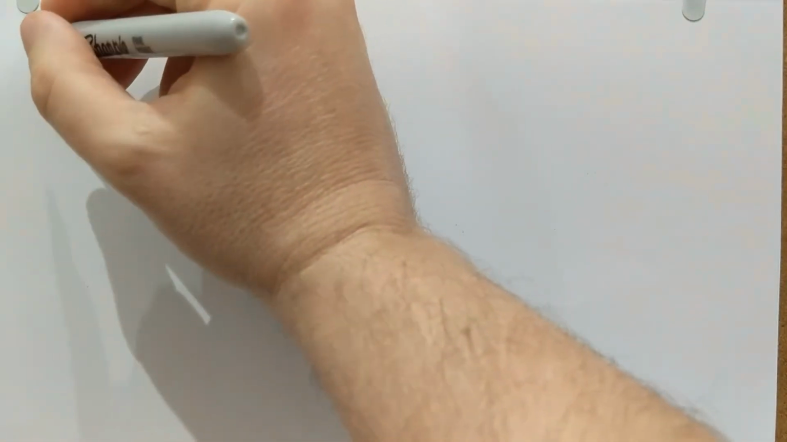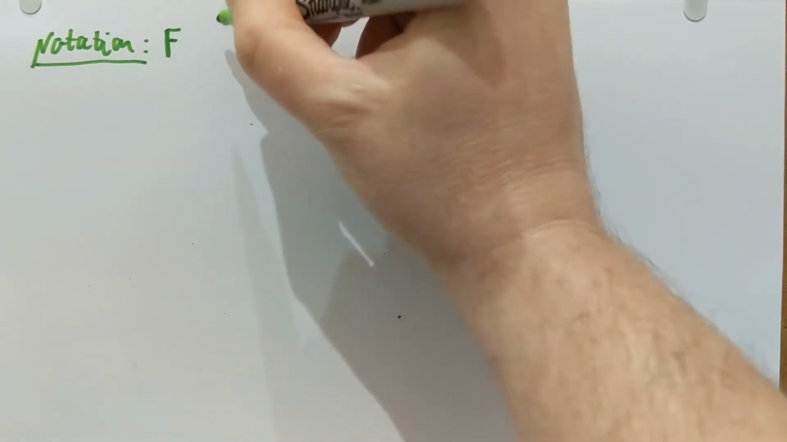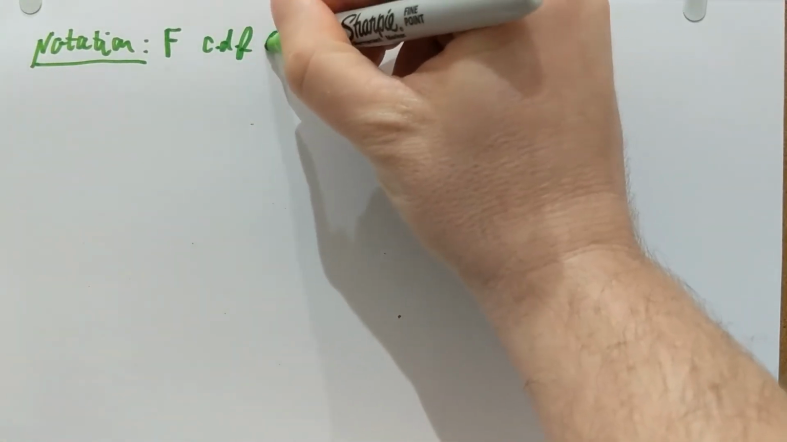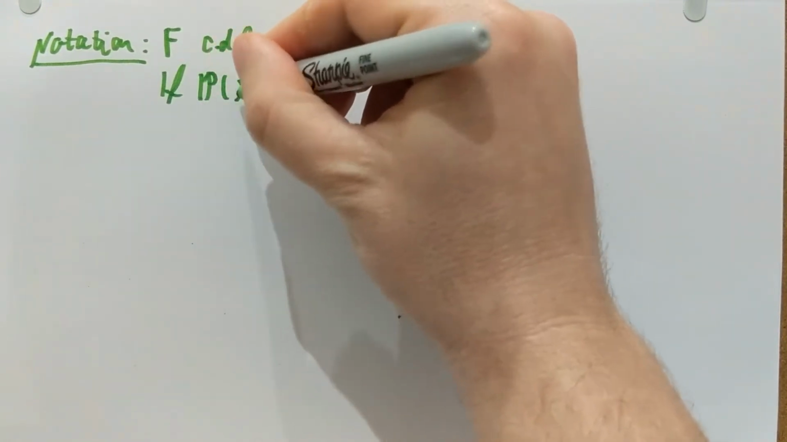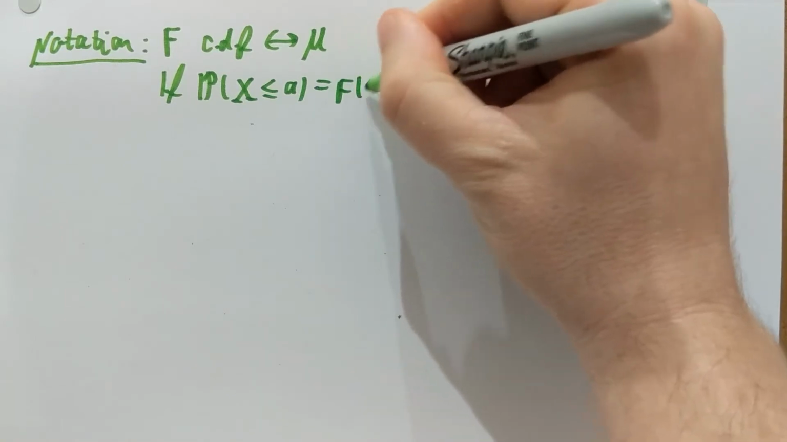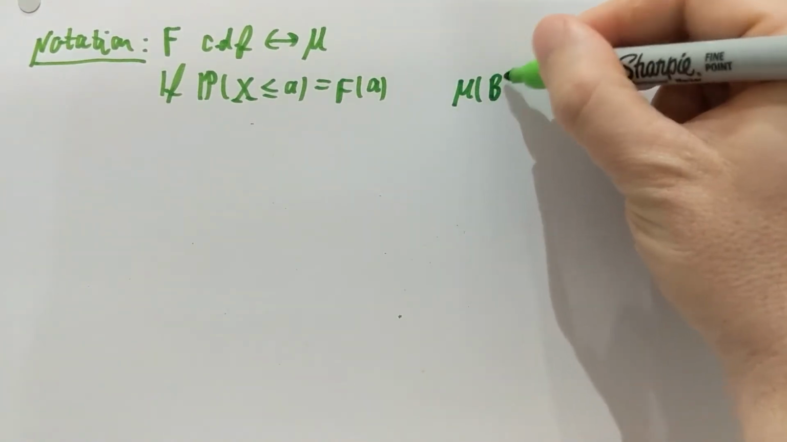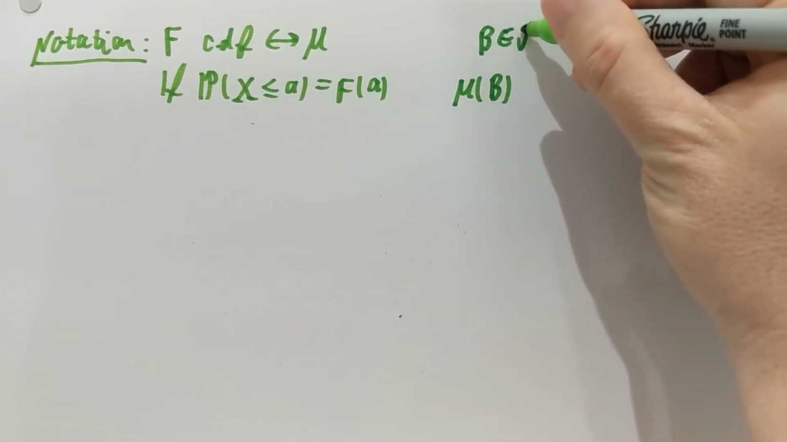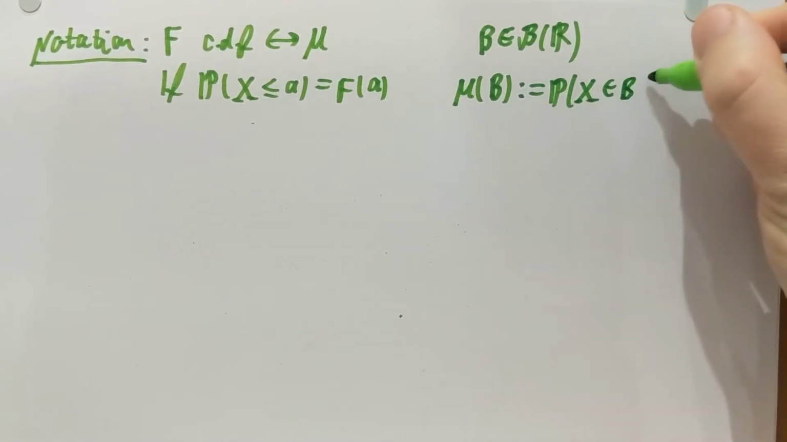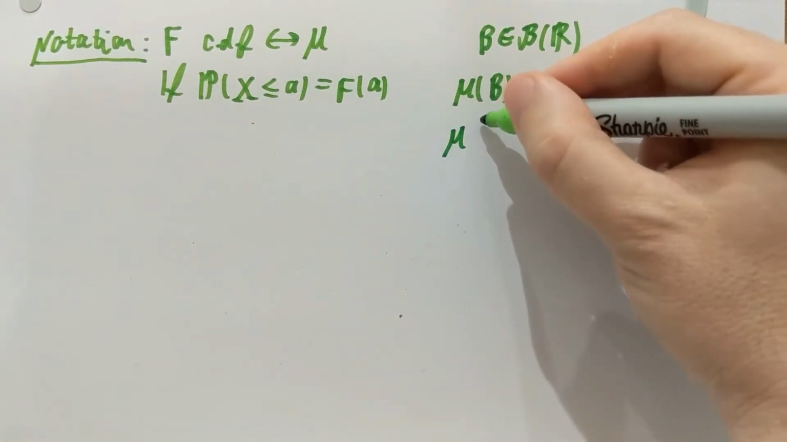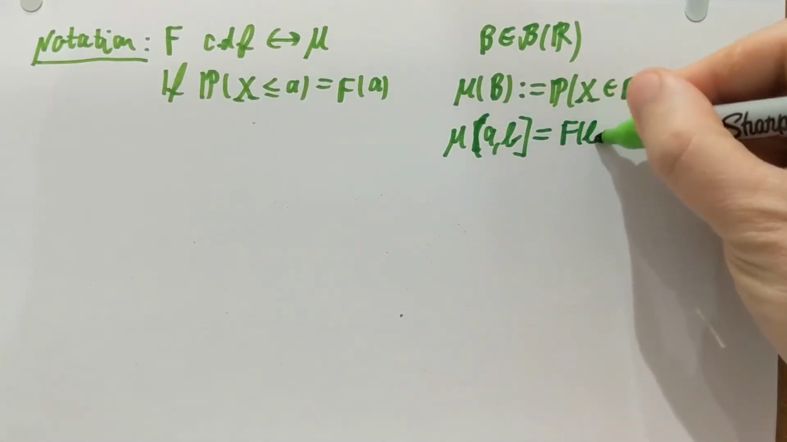Before I state the inversion formula, just notation: from now on I'm going to use a distribution function, so this is a cumulative distribution function, and the notation mu interchangeably, namely if the probability that X is less than or equal to a is F of a, so in other words F is the cumulative distribution function of the random variable X, then I'm going to use mu of any set B that's Borel measurable, so it's in the Borel sigma algebra on R, to be the probability that X is in that set B. For example, if I take an interval that's open on the left and closed on the right, then this is just going to be F(b) minus F(a).